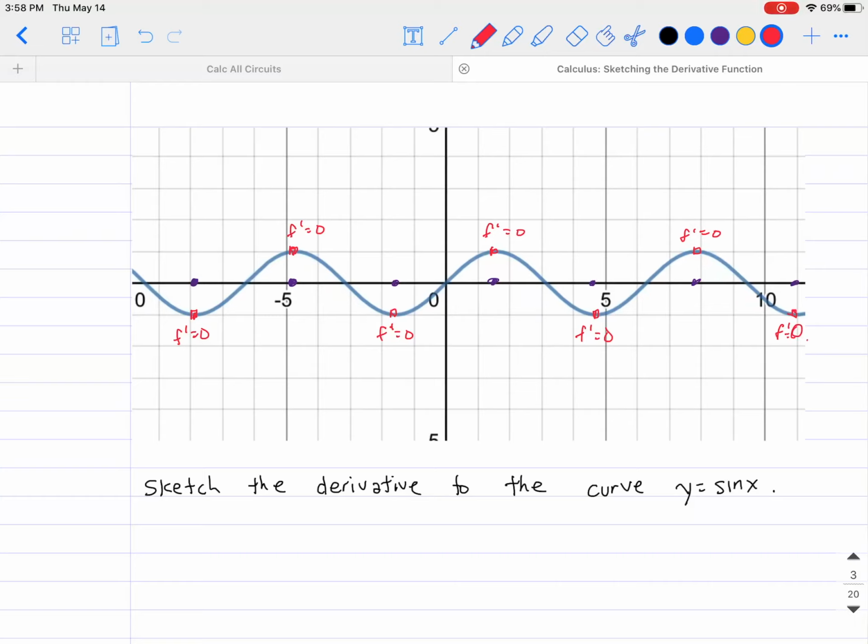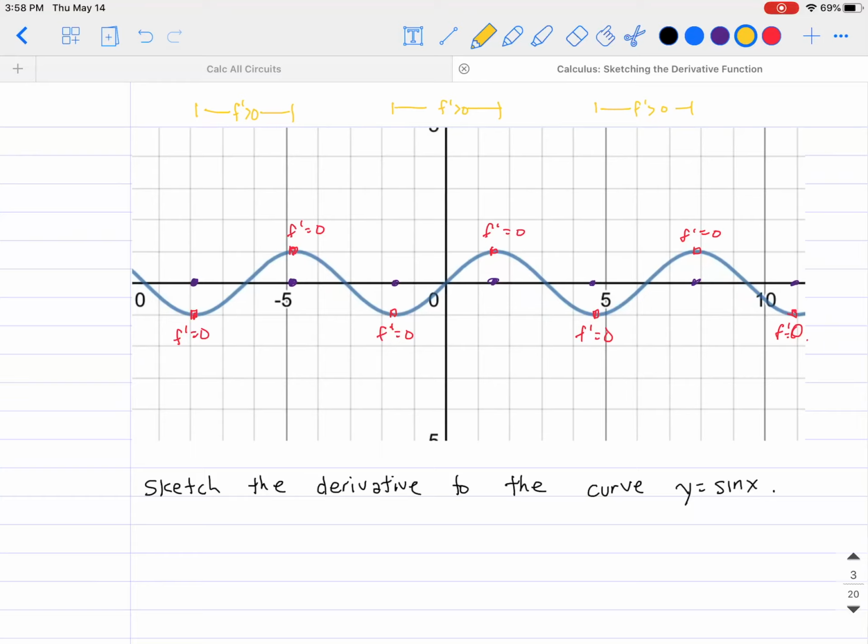Okay, now let's look at what happens in between. First part, I'm going to isolate everything that is going to be increasing. So from this portion to this portion, you'll notice that F prime has to be greater than 0 because your graph is increasing. For the next part, where the graph is increasing again, F prime is greater than 0. And for this part, F prime is greater than 0, because the graph is increasing.